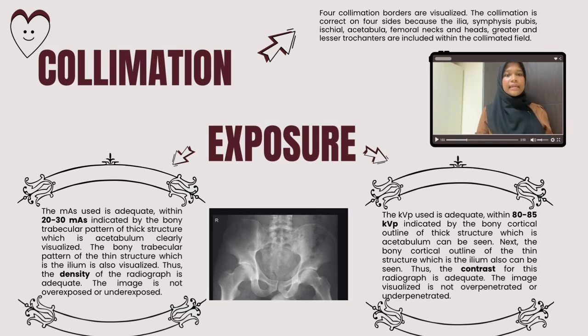Next is the kVp. The kVp used is adequate within 80 to 85 kVp, indicated by the bony cortical outline, which is thick structure of acetabulum can be seen. Next, the bony cortical outline of the thin structure, which is the ilium, also can be seen. Thus, the contrast for this radiograph is adequate.